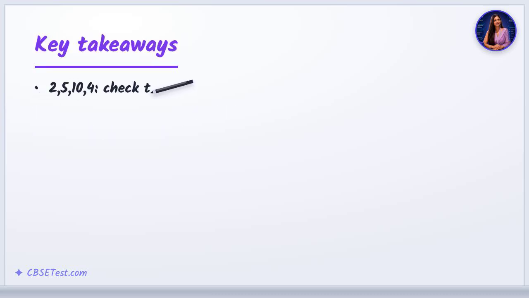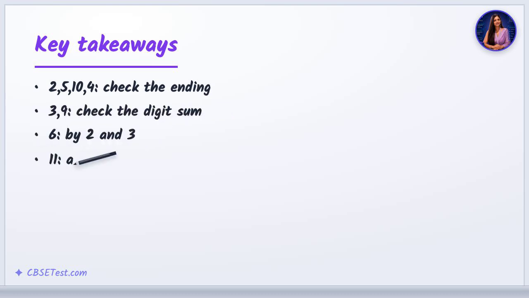To recap, endings test 2, 5, 10, and 4. Digit sums test 3 and 9. 6 needs both 2 and 3. And 11s use the alternating sum. Handy mental tools. Well done!